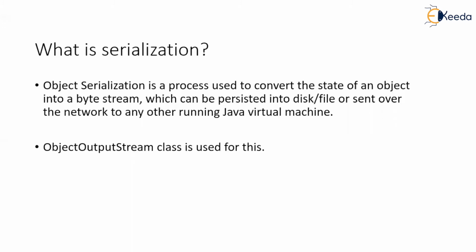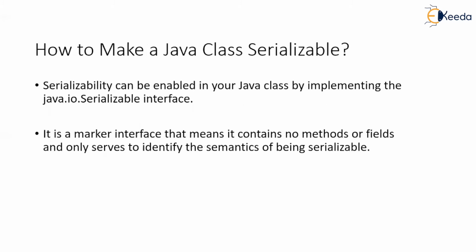Here we are going to see how we can persist this particular object in a file. To perform this operation, we will make use of a class which is ObjectOutputStream, available in the java.io package. Now, how do we make a Java class serializable? Any object which you want to store or persist must implement an interface which is the Serializable interface.